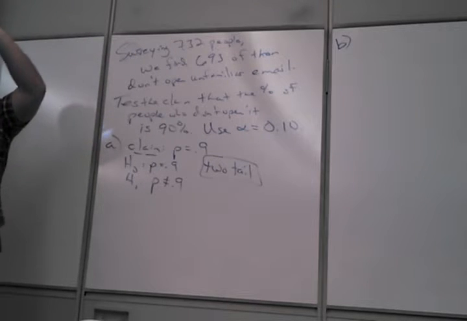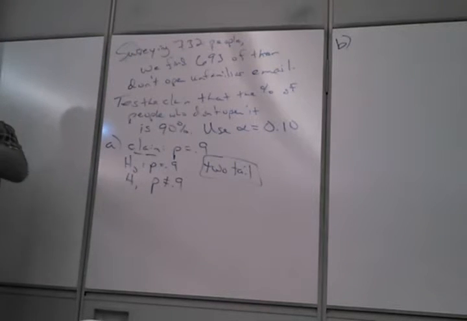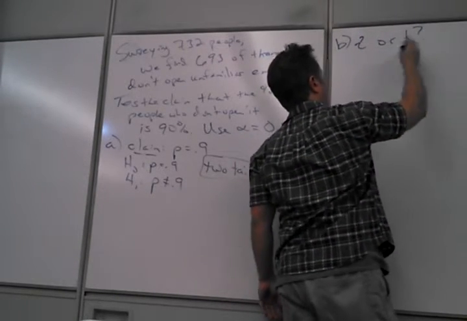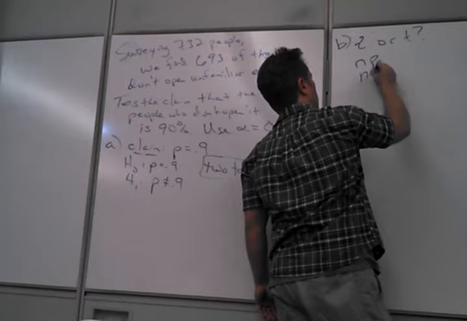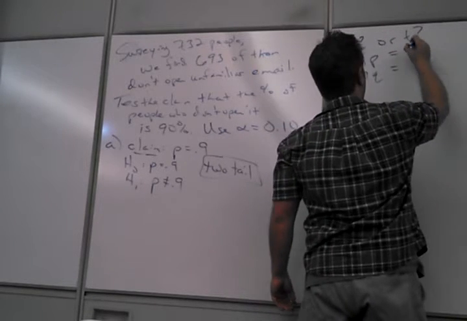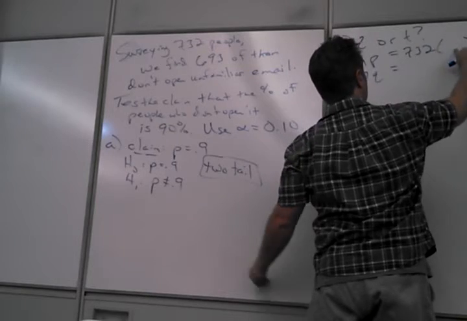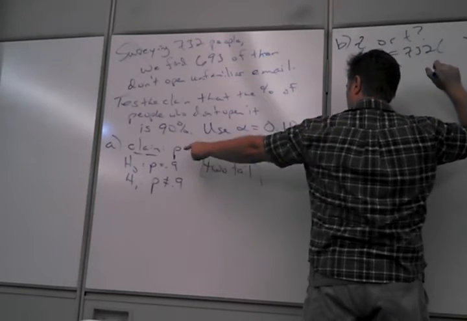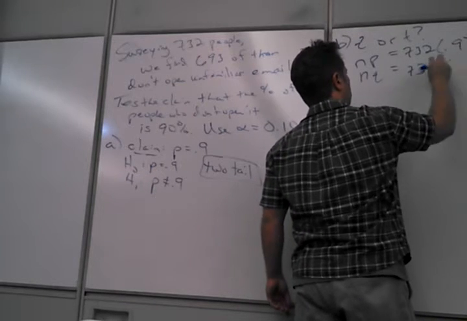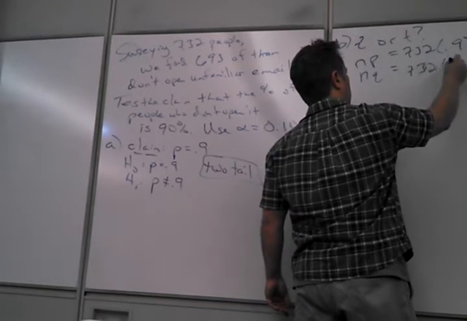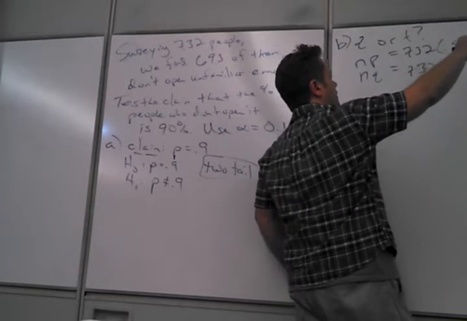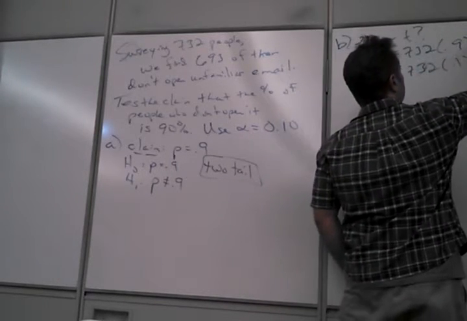So step B now is Z or T, and in this case, what do I have to check? Normal. Oh, wait, no. Yeah, I've got to check NP and NQ. All right, what's N? 732. And then what do I multiply that by? 0.9. Yeah, 0.9, good. And 732 times, what's Q? 0.1. Good guess. That's 73.2, which will make this 69.8?